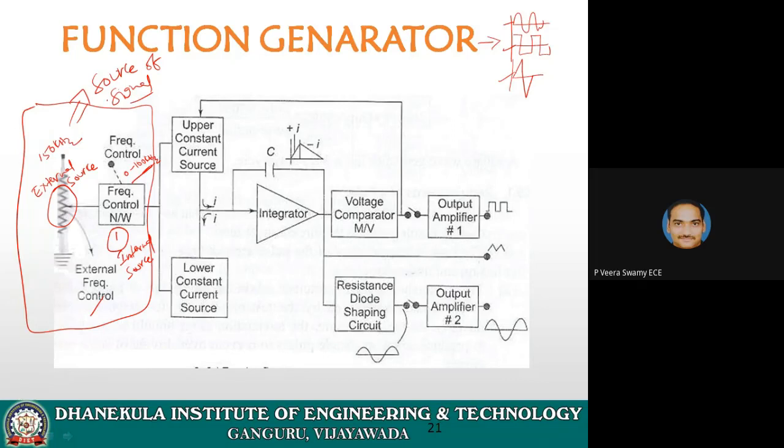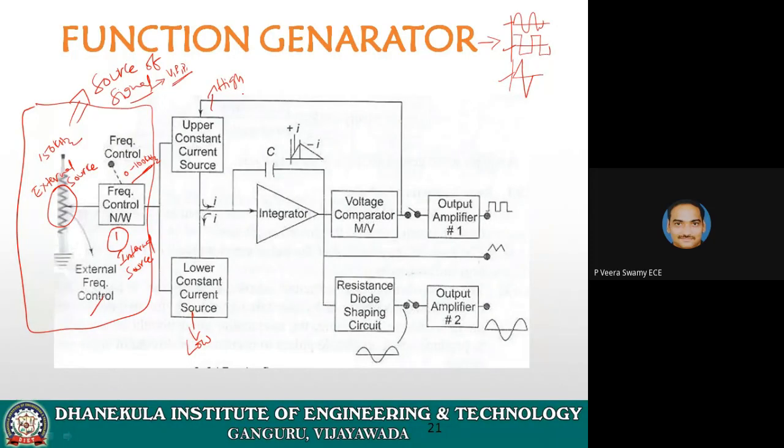So here this first one is the source of signal. This signal is used to generate voltage, frequency, phase. Here we have the upper constant current source and the lower constant current source. Upper is actually high, and lower is low.